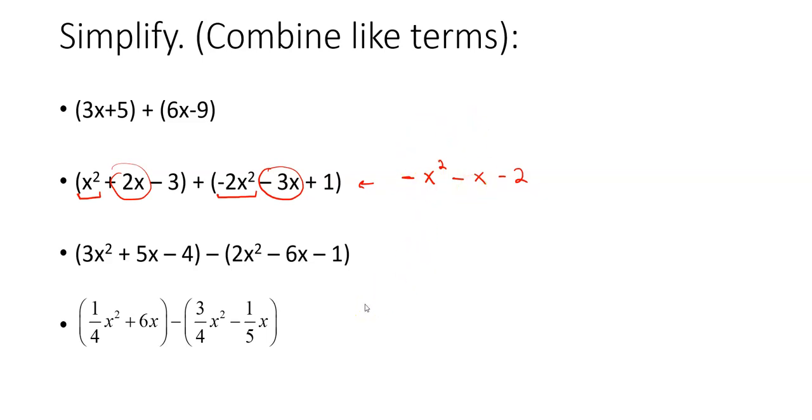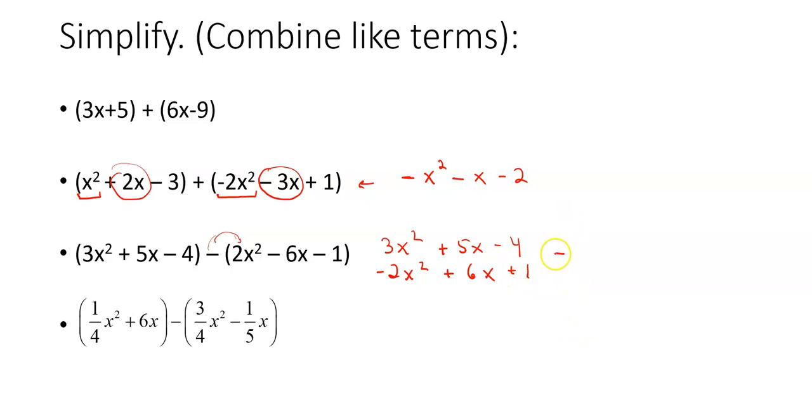Look at the next one. The next one's got a minus sign in between it. So that negative sign gets distributed to everything in the second piece. Right? So you might want to rewrite this out. 3x squared plus 5x minus 4. Now watch what I'm going to do. I'm going to say minus 2x squared. Negative makes a plus, so plus 6x plus 1. Notice I wrote them underneath each other.